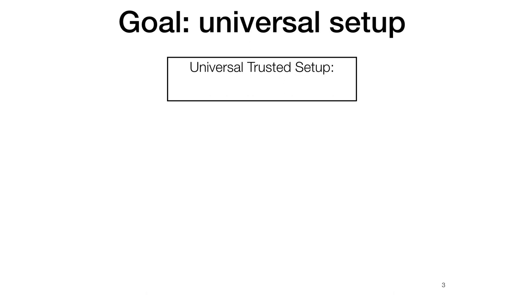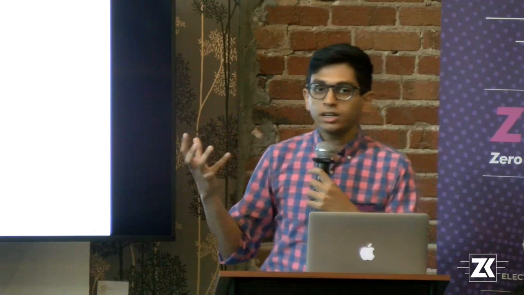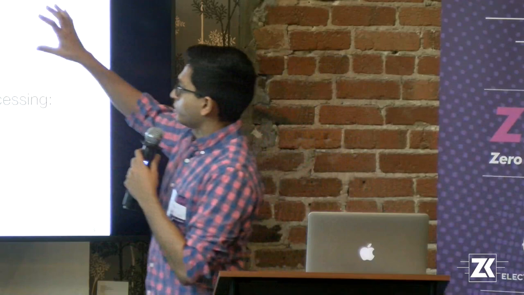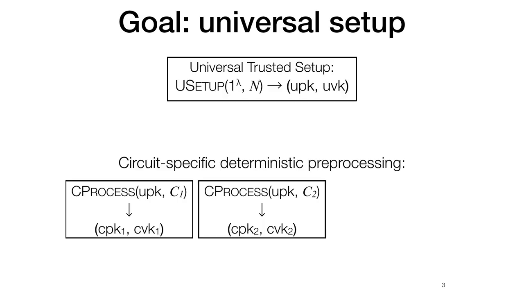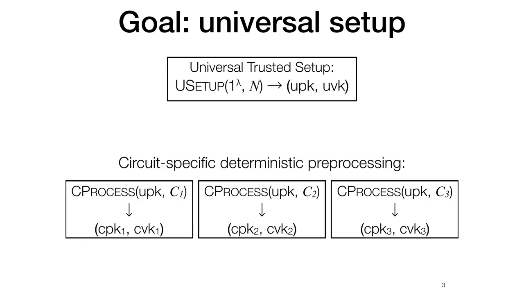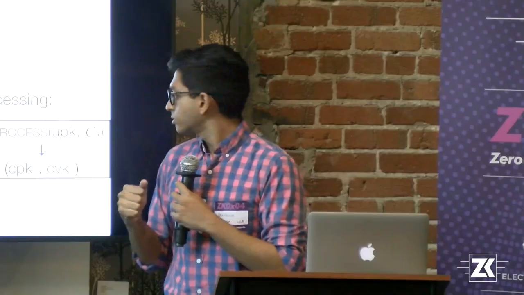So the new goal that we want is what's called universal setup. We want to be able to perform the trusted part of the setup just once, independent of any individual circuit. We just take in the maximum size of the computation that we want to support, and we get universal proving and verification keys. The idea is that once we have these universal keys, we should be able to do circuit-specific preprocessing in a deterministic manner. After we do this universal setup, we take our universal proving key and a specific circuit, say C1, and produce circuit-specific keys for proving and verification in an entirely deterministic fashion. We can do this for any number of circuits. Because this process is deterministic, anybody can rerun the preprocessing step and check whether the parameters were generated correctly. All right, so this is our goal in this talk.